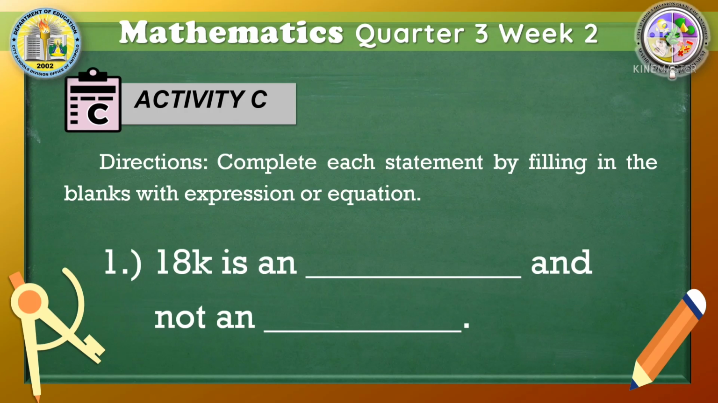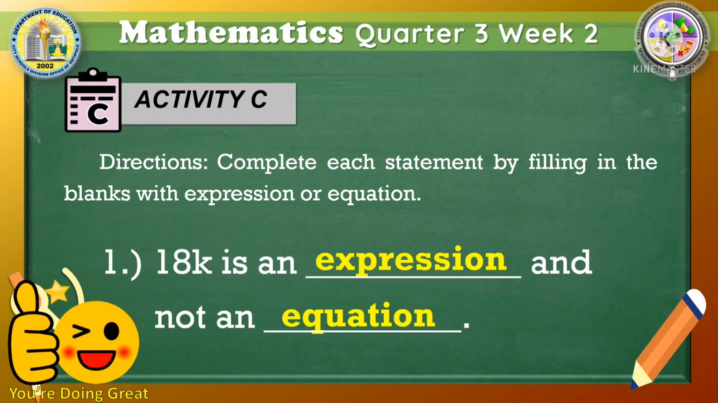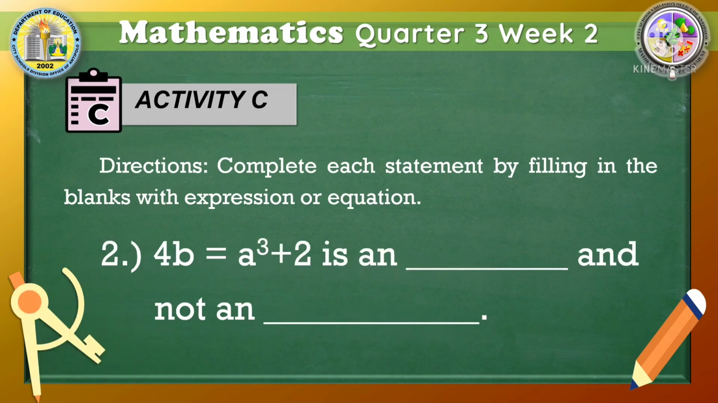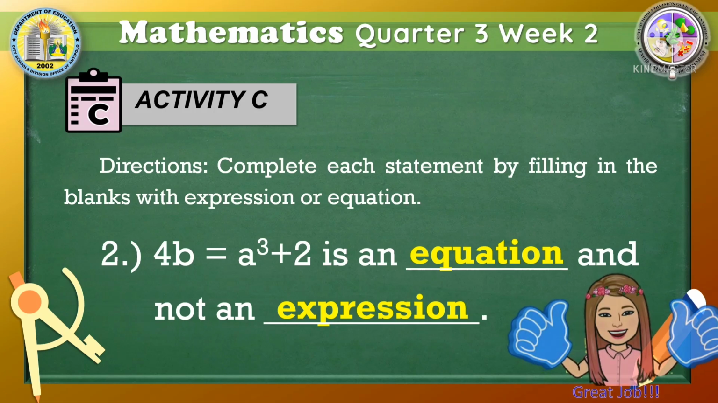Are you finished? Let's check. Here is the answer for number 1. 18K is an expression and not an equation. Did you get it right? You're doing great. Let's move on to item number 2. 4b is equal to a cubed plus 2 is an equation and not an expression. Is your answer correct? Great job!